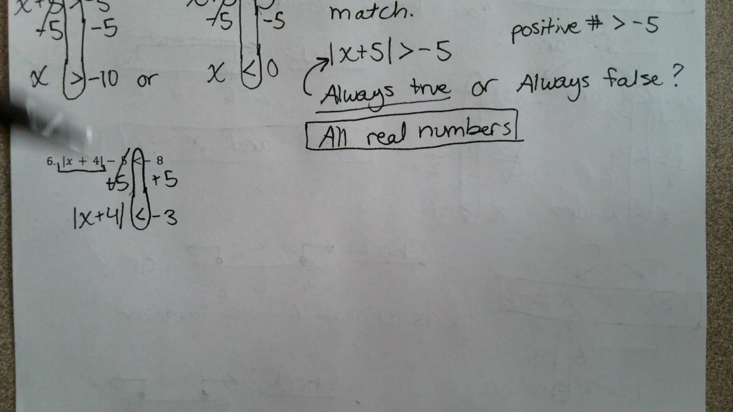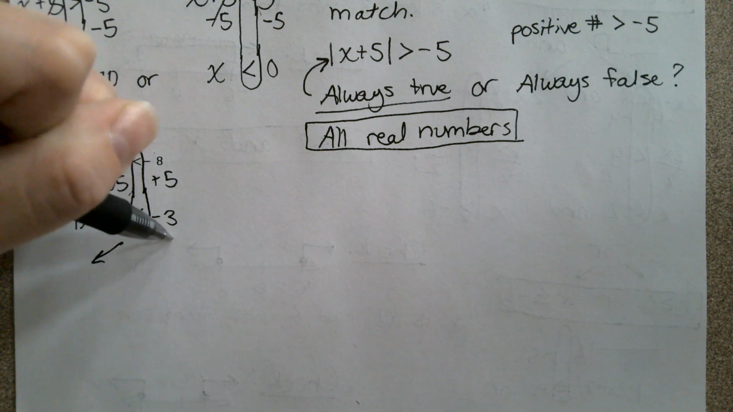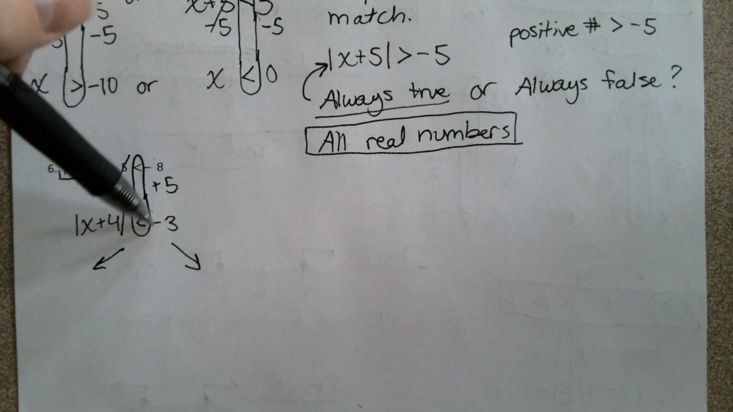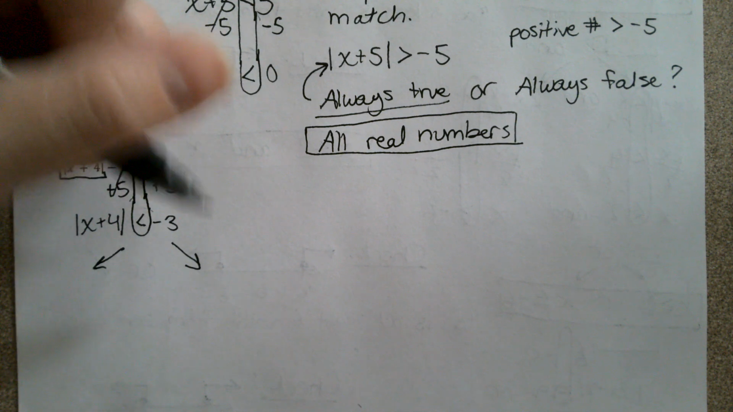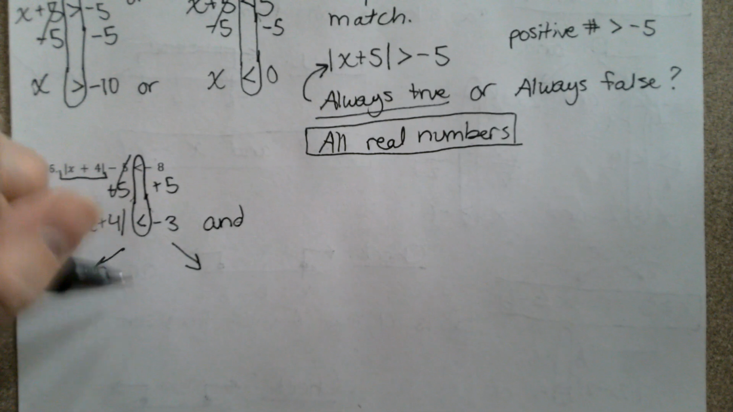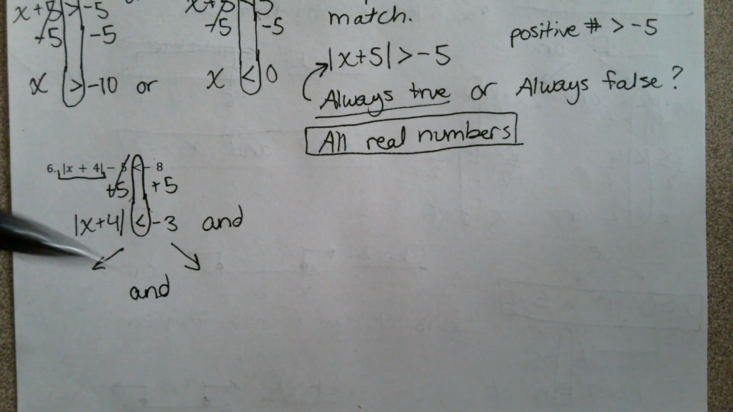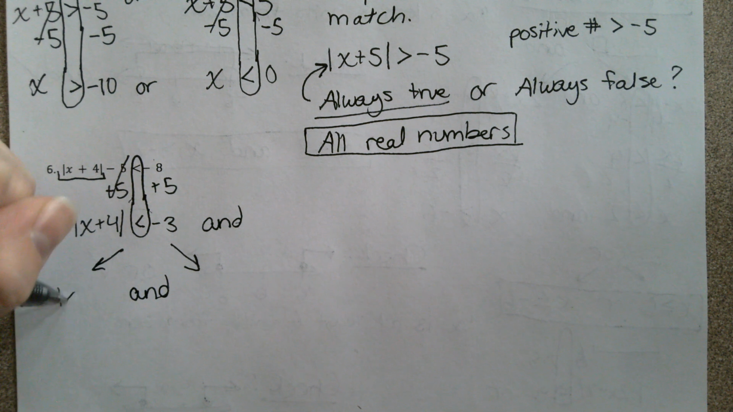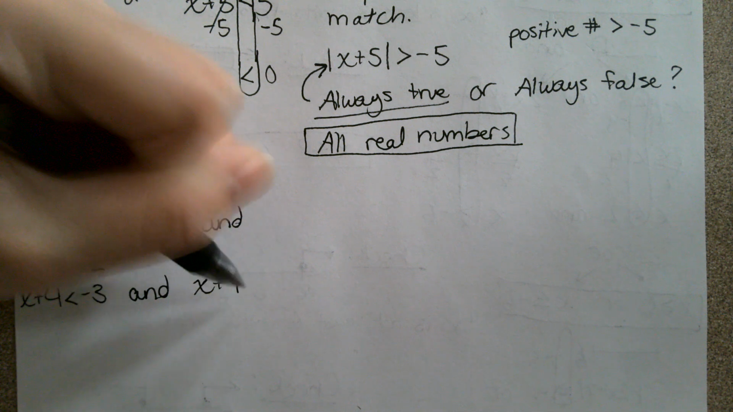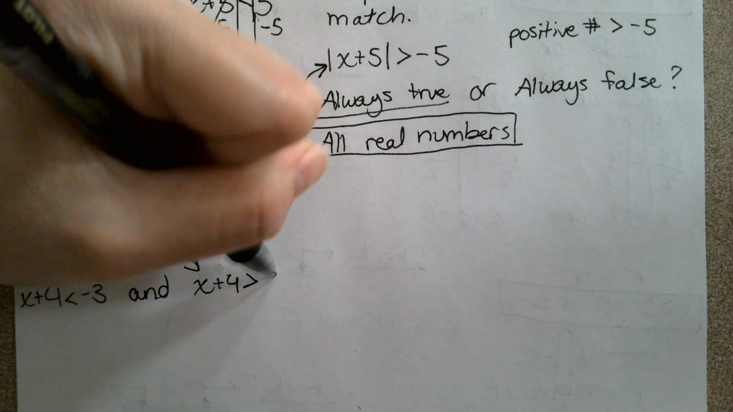I've got it isolated, so this is the point where I can split it up. First things first, we need to figure out, is this and or? We have a less than symbol right here. So this is going to be and, less than. Now I'm going to create my equations. Write the original as is without the absolute value. X plus 4 is less than negative 3. And x plus 4, flip it, is greater than positive 3.